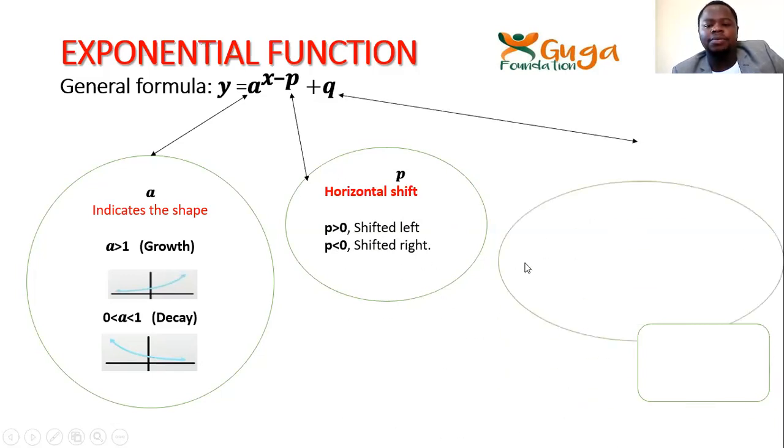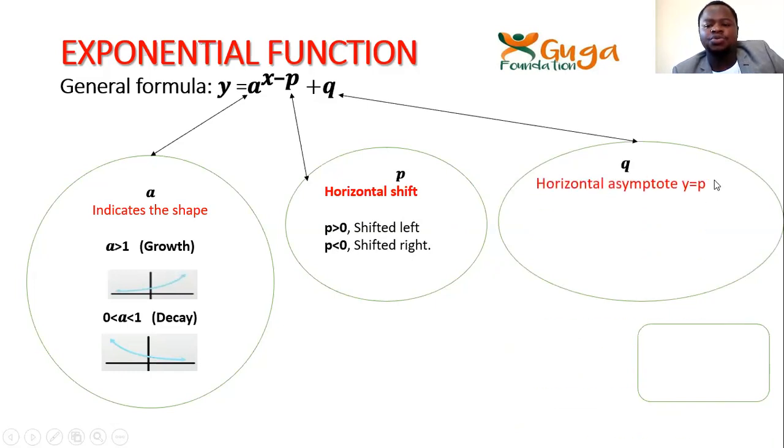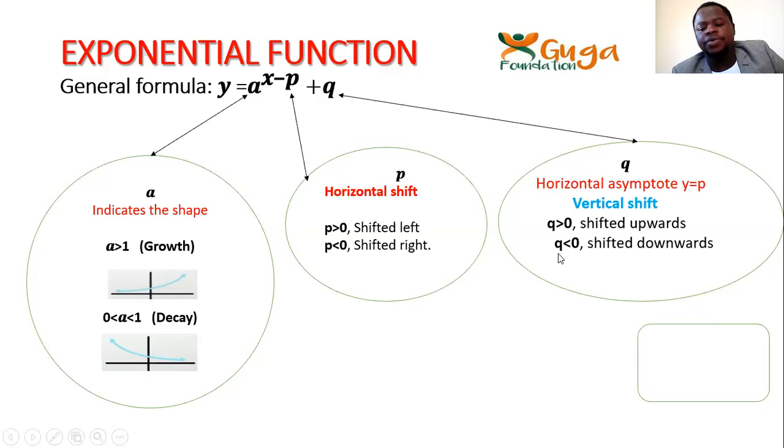And then now, what is q? q is your horizontal asymptote, whereby y is equal to q. This q is your horizontal asymptote, and it also indicates the vertical shift. When your q is greater than 0, or positive, it means that your graph has shifted upwards. And when your q is less than 0, the graph has shifted downwards.